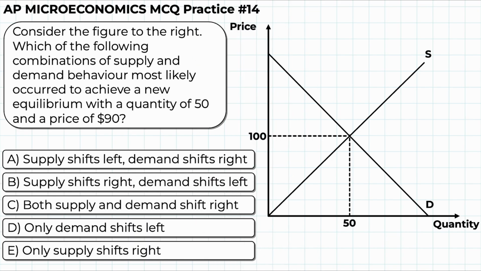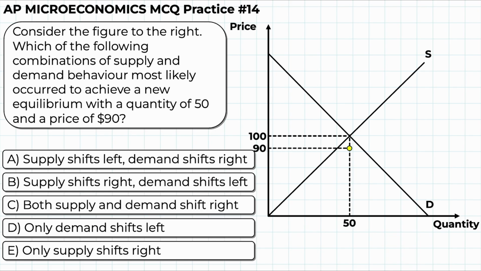All right, so there's a couple of ways to do this. I'm going to show you the short way because at the end of the day, when you're writing the test, you've got to save yourself some time. Now, the long way is to actually graph all of these out. Graph each of the scenarios and see which one is true. But the shortcut is just to graph the new equilibrium.